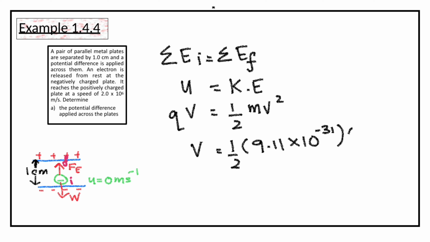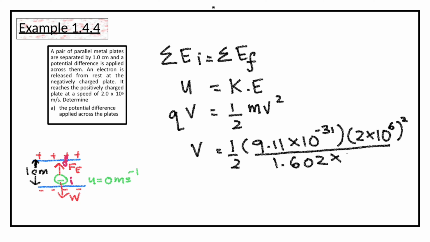As you can see, obviously this way is easier. So you can use either the equations of motion or the conservation of energy to find the potential difference.